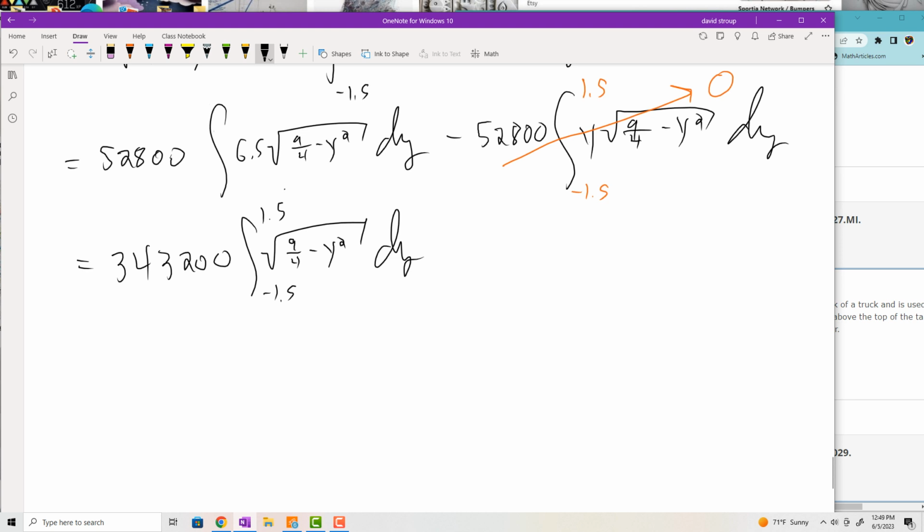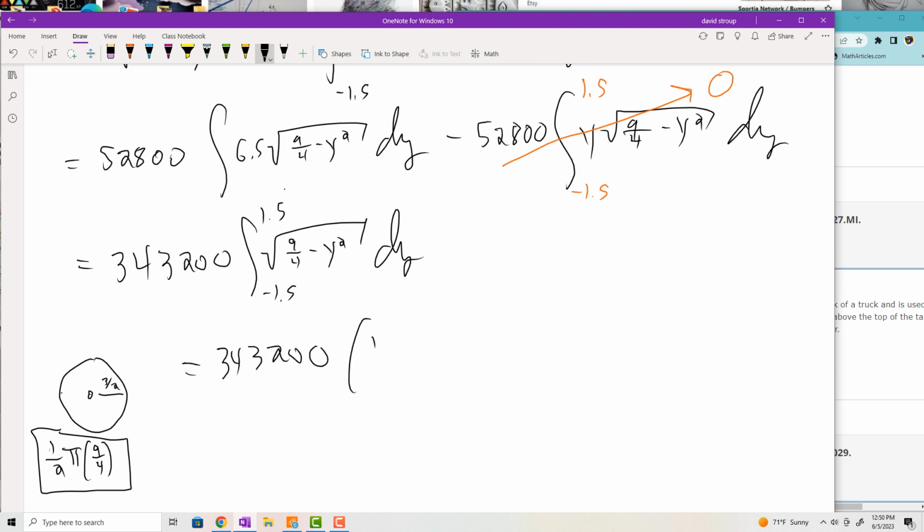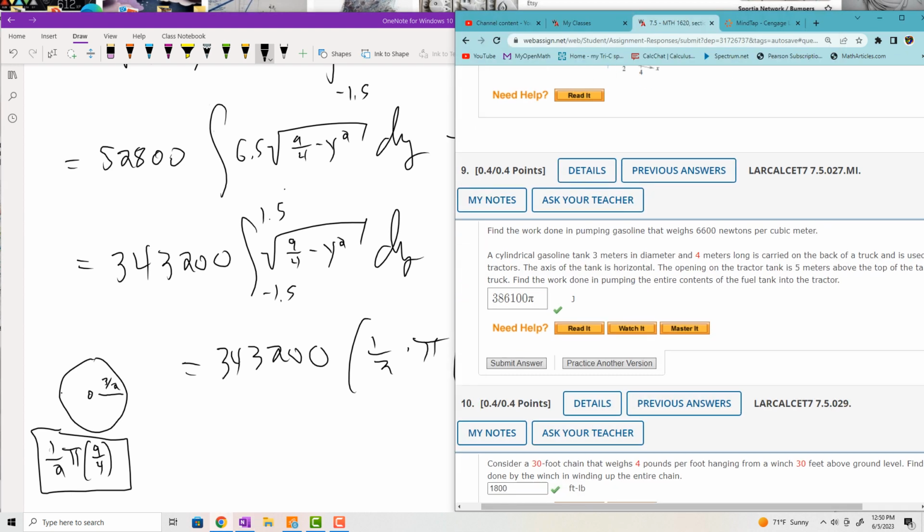So a semicircle with radius 1.5, and we know the area of a circle with radius 3/2 is pi times r squared, but 1/2 of that is what that integral represents. So this will be 343,200 times 1/2 times pi times 9/4. And at the end of the day, you get 386,100 pi. So that's the spiel for these pumping problems with liquid.